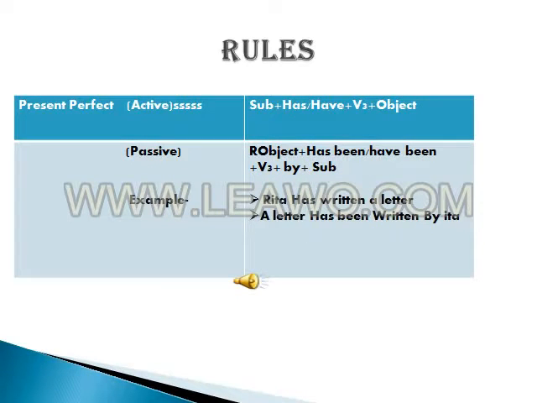Present perfect tense. Rule for active voice: subject plus has/have plus verb third form plus object. Rule for passive voice: object plus has been/have been plus verb third form plus by plus subject. Here is the example: Rita has written a letter.